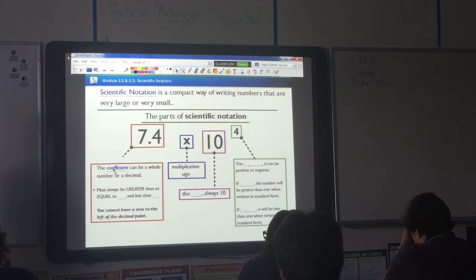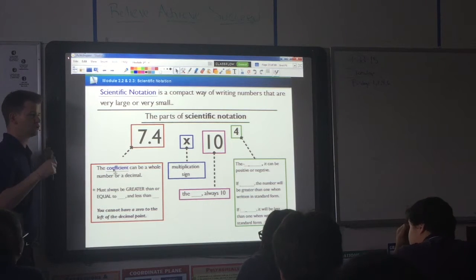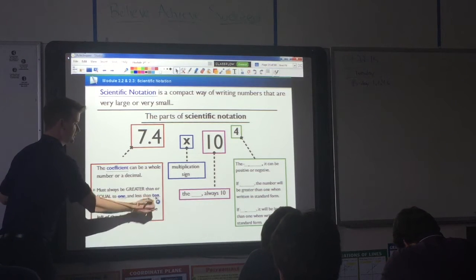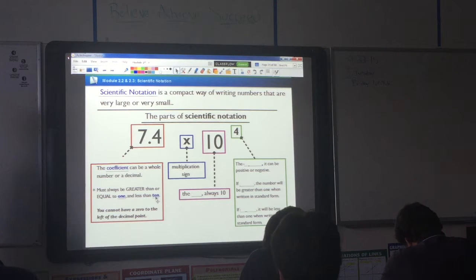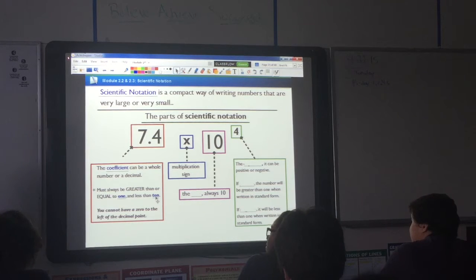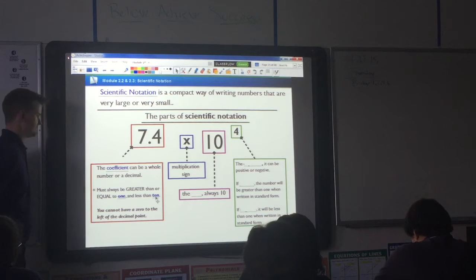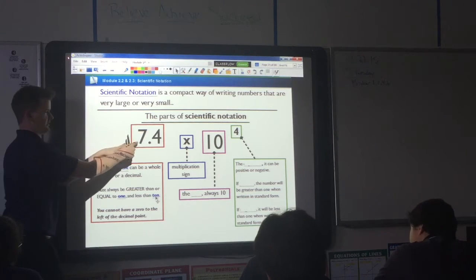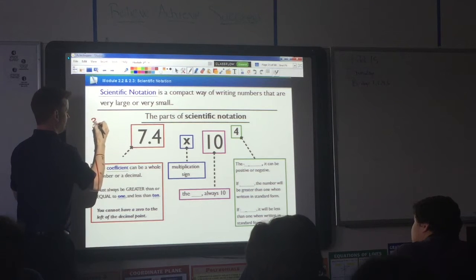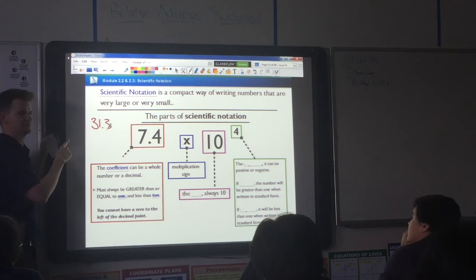What is important is that the coefficient must always be greater than or equal to 1, and it must be less than 10. You cannot have a coefficient of 20. You cannot have a coefficient of 0.4. Quick little reminder here, you cannot have a 0 to the left of the decimal. This is a good coefficient. You don't need to write this, but would this be a good coefficient, yes or no? No, because it is 31.